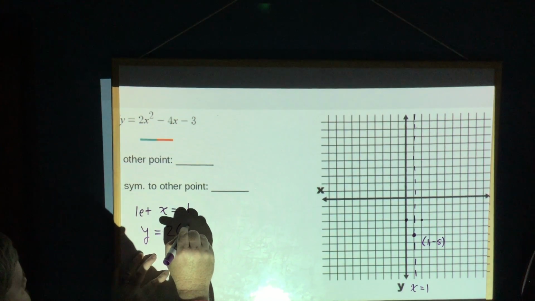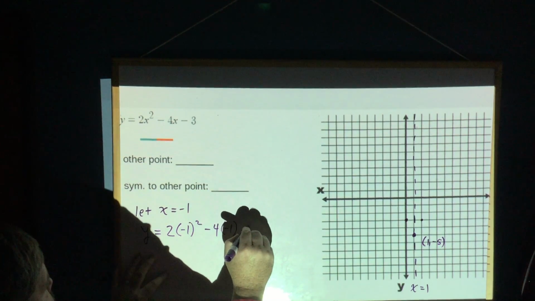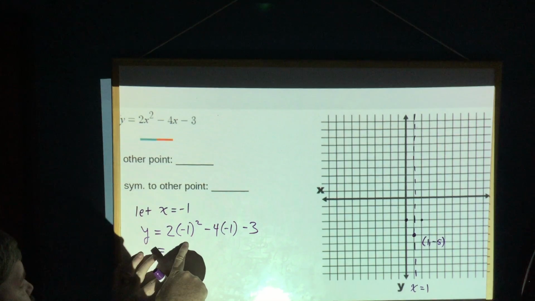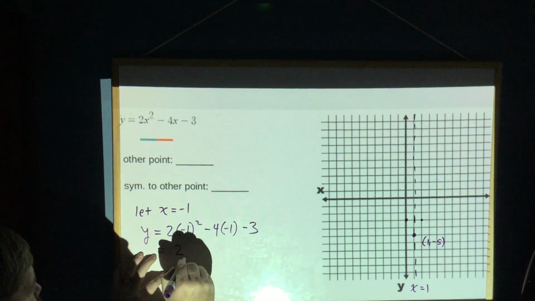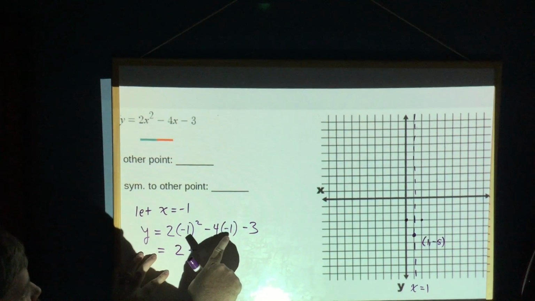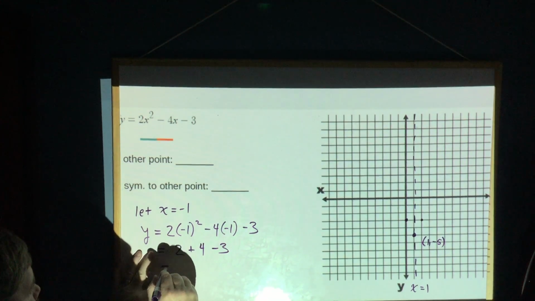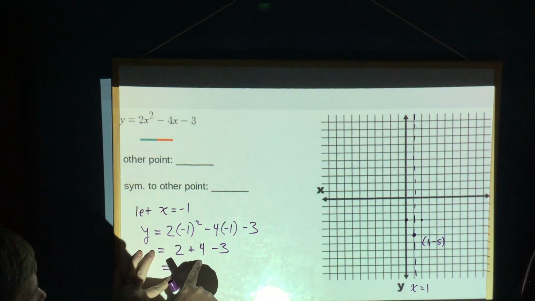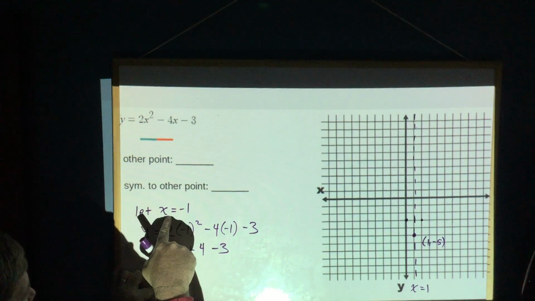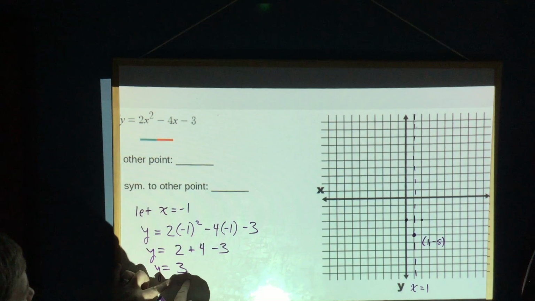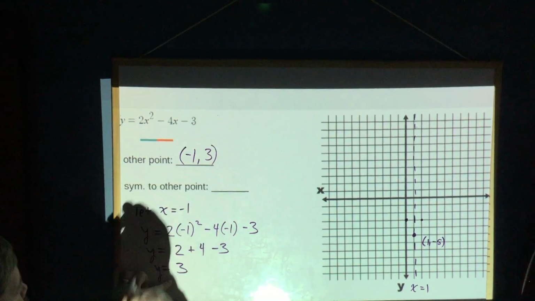So I get 2 times -1 squared minus 4 times -1 minus 3. Square -1, you get +1. Take that times 2, you get 2. -4 times -1 is +4 minus 3. 2 plus 4 is 6, minus 3 is 3. So I have an x value of -1, a y value of 3. The coordinates of that point are -1, 3.